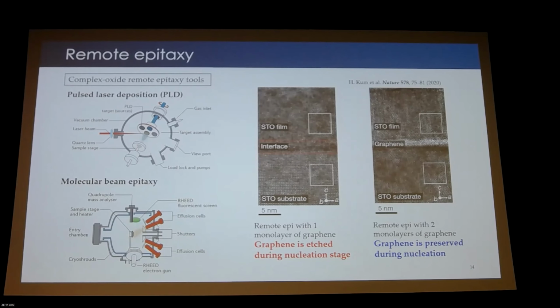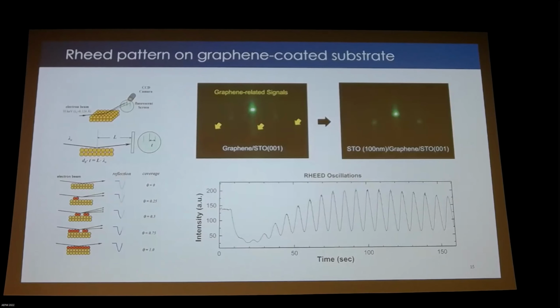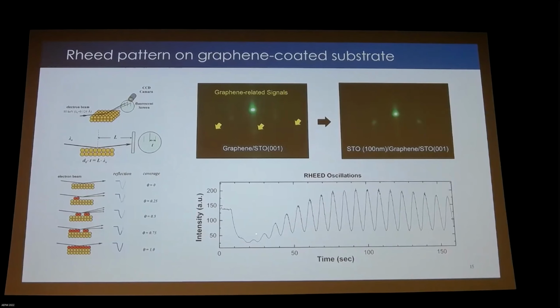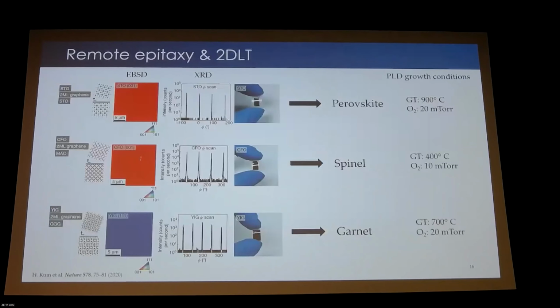The next iteration, we actually tried molecular beam epitaxy, oxide molecular beam epitaxy. And just as Professor Bharat Jalan demonstrated, MBE is a more desirable tool for remote epitaxy of complex oxides because it's very soft, there's no hard plasma environment to damage the graphene. But of course, using PLD, we were able to see very nice oscillations and layer by layer growth on top of graphene coated STO substrates.